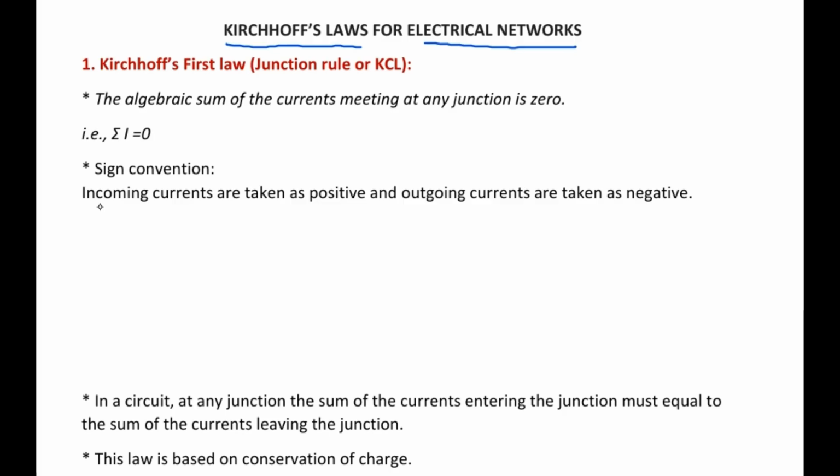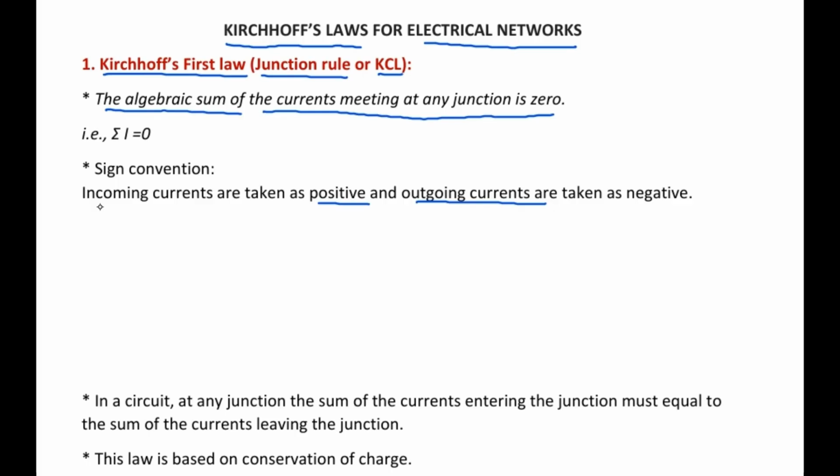There are two laws or rules here. One is Kirchhoff's first rule. It is also called the junction rule, or Kirchhoff's current law, KCL. According to Kirchhoff's first law, the algebraic sum of the currents meeting at any junction is 0. Mathematically, we can write summation I is equal to 0. Here we will follow one sign convention. What is that? Incoming currents are taken as positive and outgoing currents are taken as negative at a given junction.